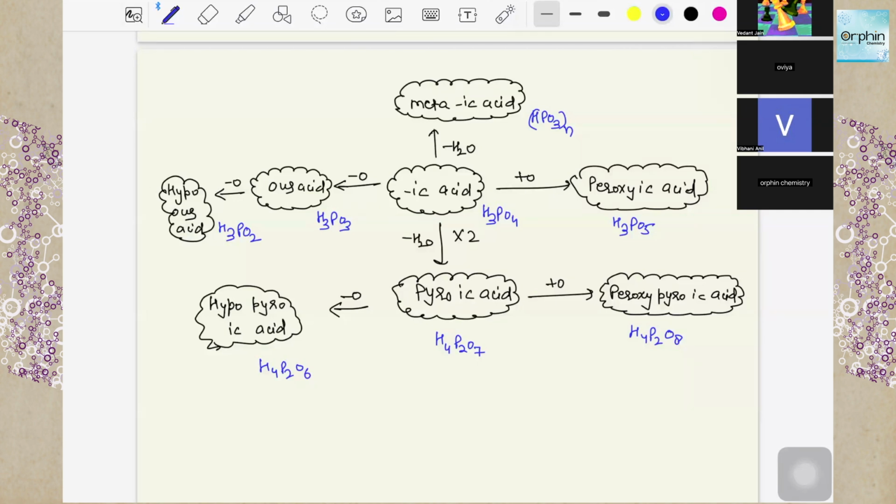So, is it clear to all of you? Yes, sir. Very good. Sir, does this pyro acid have any relation with pyruvic acid? No. That is a common name. Those are organic acids, carboxylic acids. These are inorganic acids. If any relation is found, it is completely coincidental.